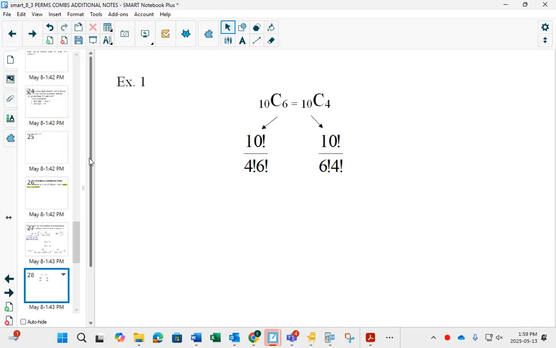Yeah, we saw this example in our notes. Exactly why it works. Remember with combinations, whatever this number is, it's going to be on the bottom, and the bottom two numbers add up to the number on top.